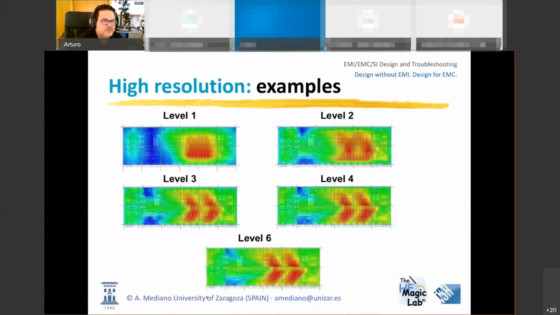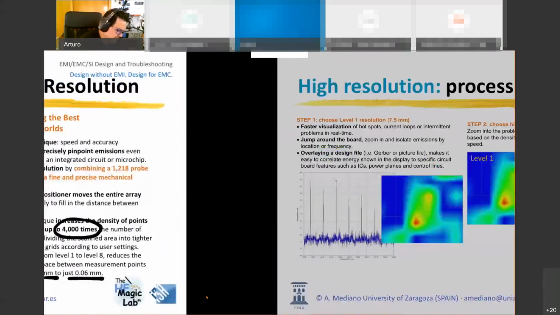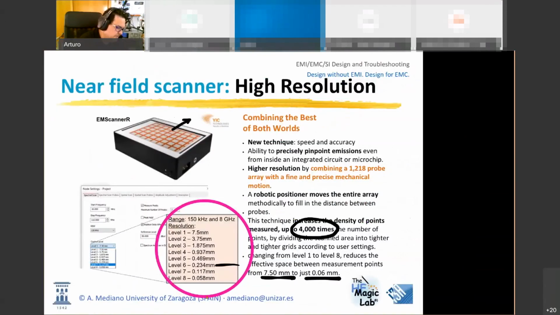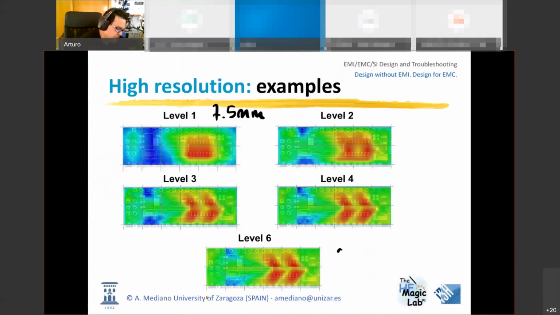In the next slide you have the difference between scanning with 7.5 millimeters or scanning at level 6. Level 6 is exactly 0.32 millimeters, so it is around 0.2 millimeters of precision. So you can see exactly at what pins in the integrated circuit you have the activity. Very useful to identify or to study small systems, or, like I was explaining, very high density and small PCBs. So that's all. I hope you will have some questions and I will be happy to answer.